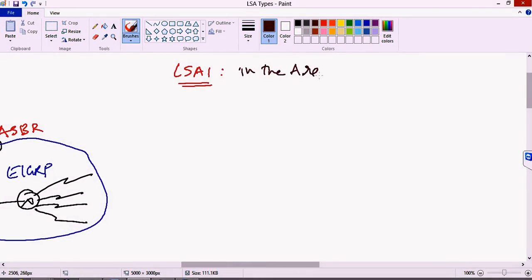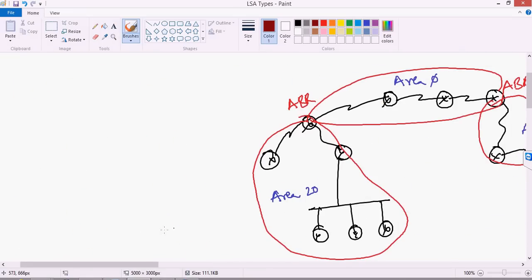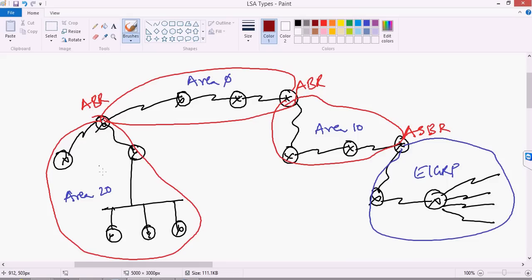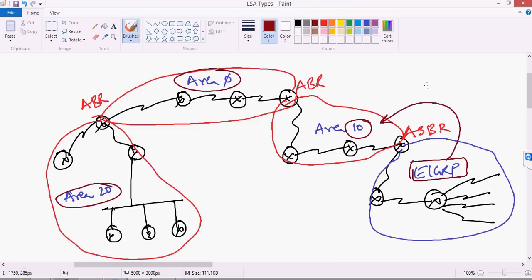Looking at the diagram, I have 3 areas: area 20 connecting to area 0, and connecting to area 10. So there are 3 different areas: area 0, area 20 and area 10. I also have some external routes. External routes are nothing but routes which are learned from a protocol other than OSPF, and they are getting redistributed into OSPF. These are redistributed routes. We did some redistribution classes also.